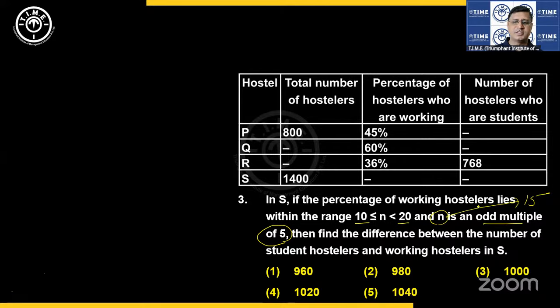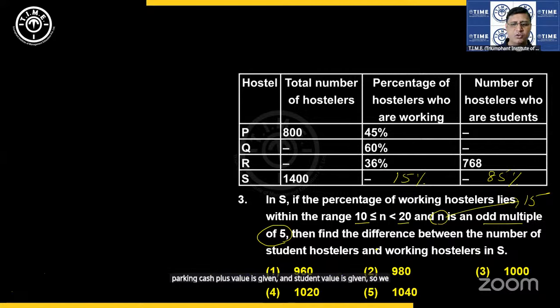Working hostelers lies between. Working hostelers means N. N is equal to how much here? 15. So what about the other value? 85. So 15 and 85. What is given here? What to find? The total number is given, the working hostelers value is given, and the students value is given.